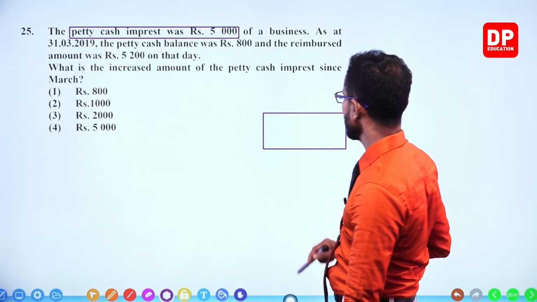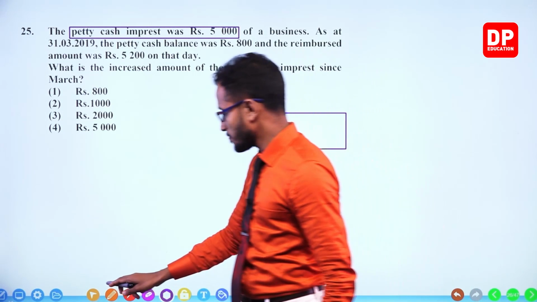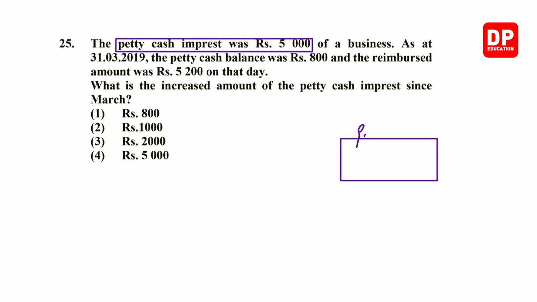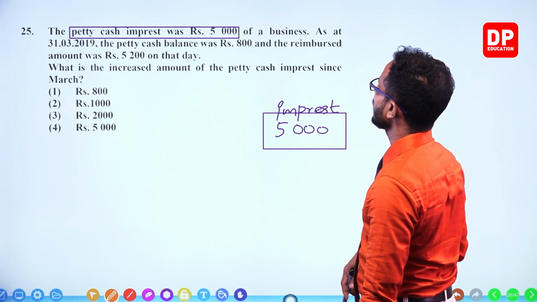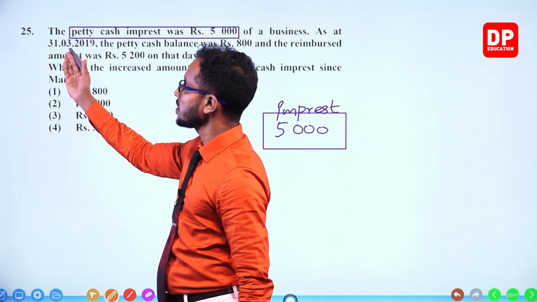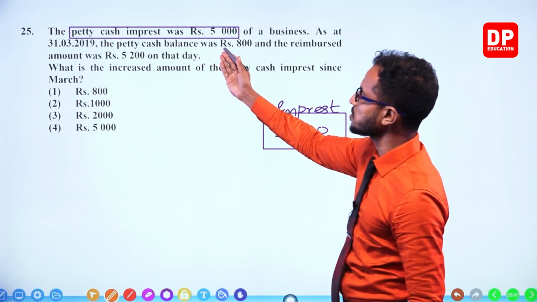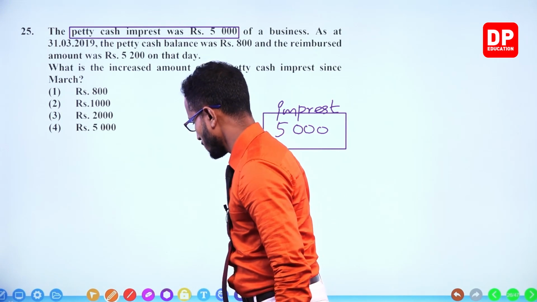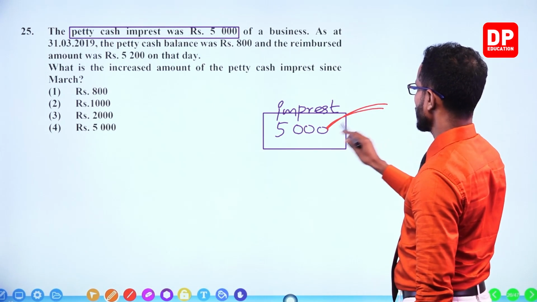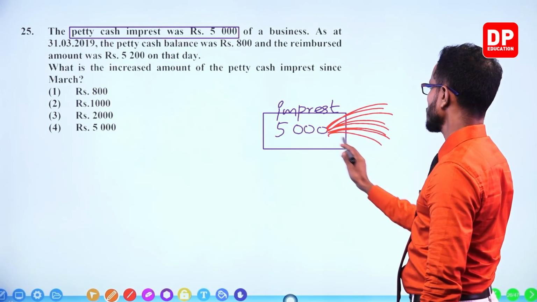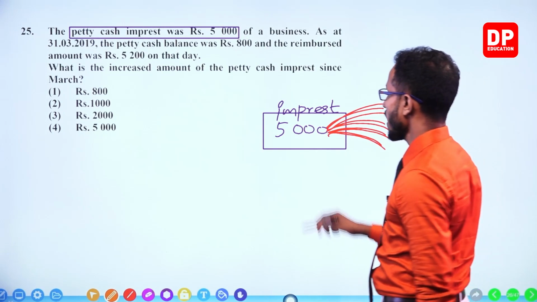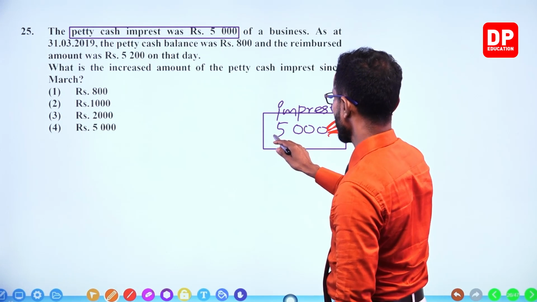Okay. So there is a petty cash system in a business. Let's think that the imprest is in the box, and that is 5,000. As at 31st March, petty cash balance was 800. Out of the imprest, how much was spent? A lot of expenses, petty cash payments gone. Okay, and the remainder was only 800.